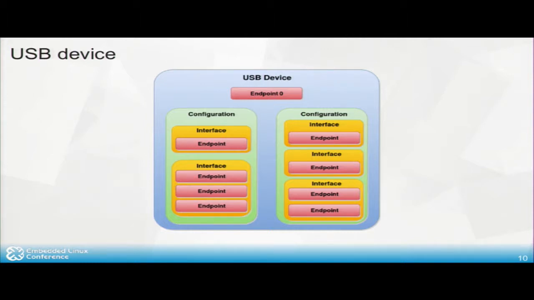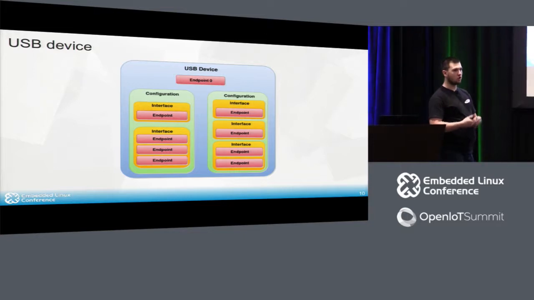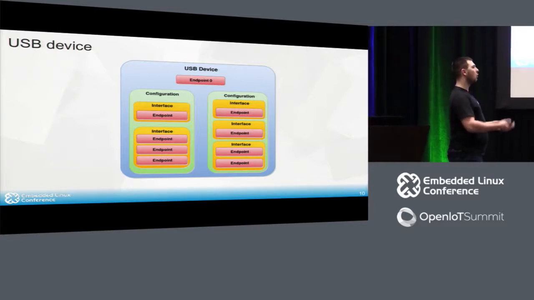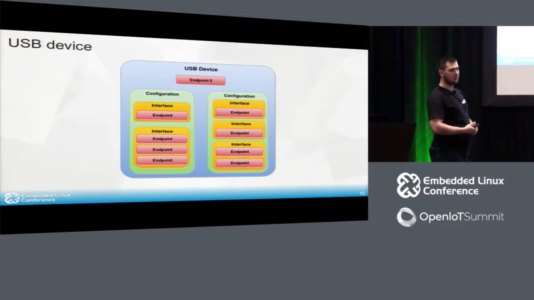From the logical point of view, a USB device has endpoints, and those endpoints are grouped into interfaces. Interface is a group of endpoints which are required to provide some well-sandboxed functionality. Interfaces are grouped into configurations. Configuration is a group of interfaces which can be used at the same time. A single USB device may have multiple configurations, but only one of them can be active at the same time.